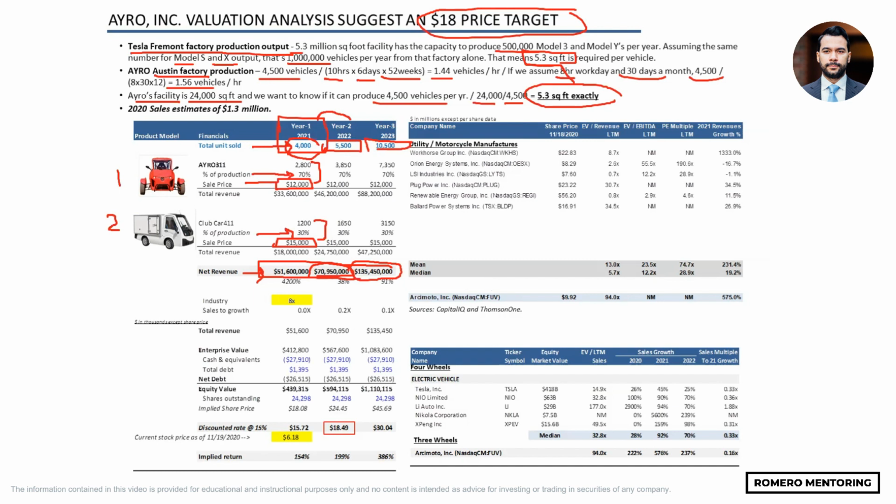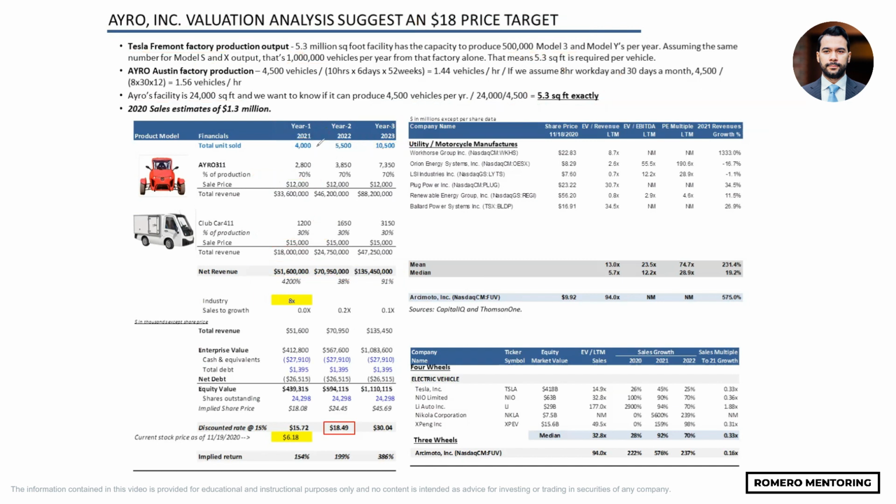So if we assume that they would achieve in 2022, once they become more efficient and they are utilizing their production capacity at a much higher level, let's assume that they do manage to produce 5,500 vehicles, which equals 70.9 million in revenue. Let's apply an industry multiple of 8 times.